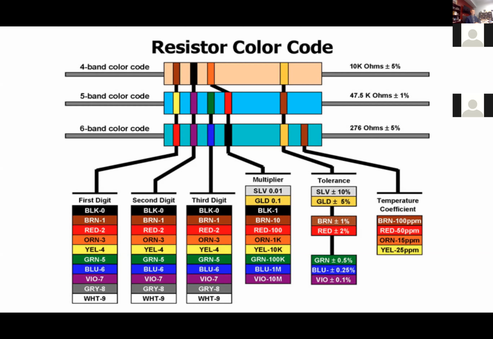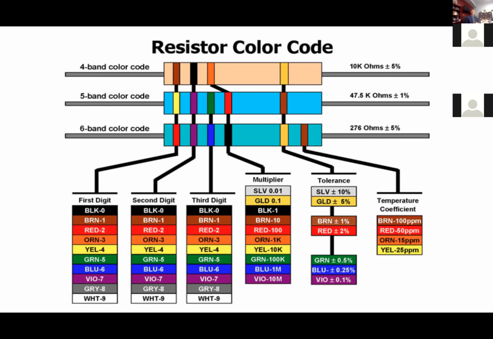The tolerance band is the band on the right as we look at it. So it gives the tolerance of the resistor as a percentage. So going from silver, which is a 10% tolerance, up to the violet. The silver is obviously a less accurate resistor. The violet gives a very accurate resistor all the way up to 0.1% of the value.